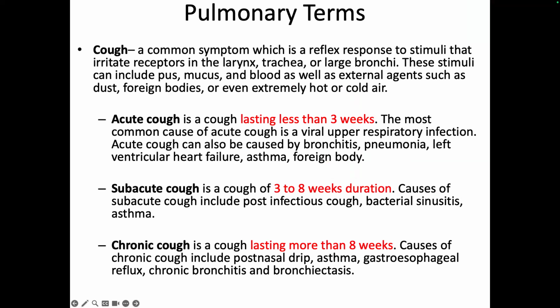So, some pulmonary terms. I don't like slides full of text, but this is probably going to be my only one. Just applying this clinically, a cough, right? These are the common symptoms. That's a reflex response to stimuli that irritate our receptors. So again, breathing is involuntary, controlled by centers in our midbrain.